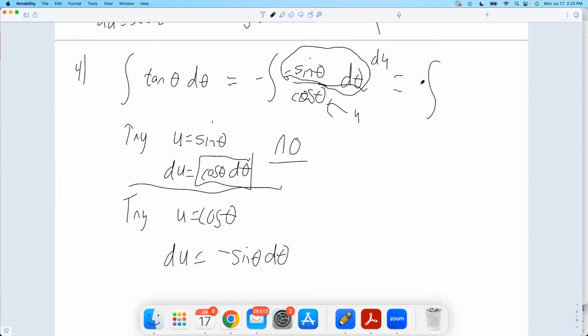So that negative there comes along for the ride. I'll have du over u, or I think it'll be clearer if I write that as negative 1 over u du. I know the antiderivative of 1 over u. It is the natural log of the absolute value of u plus c. What is u, though? Remember, in our final answer we've got to use the same variable we started with. So u was cosine of theta.